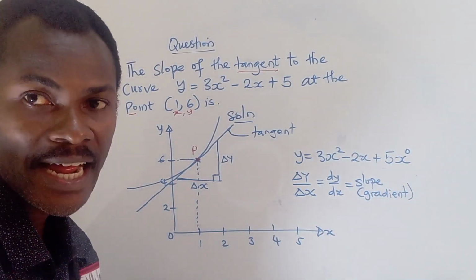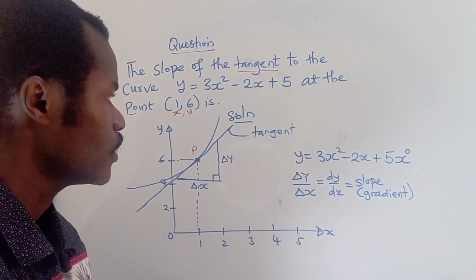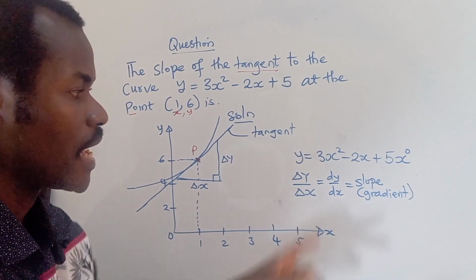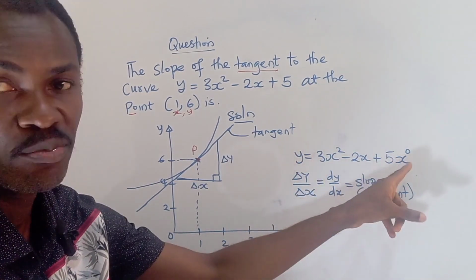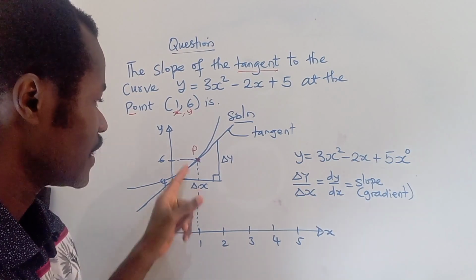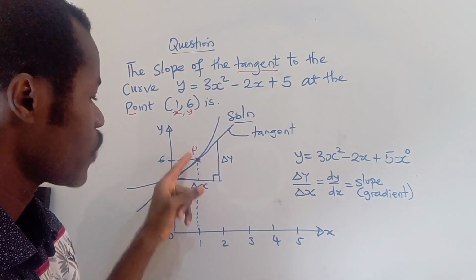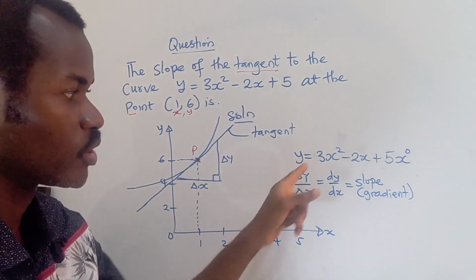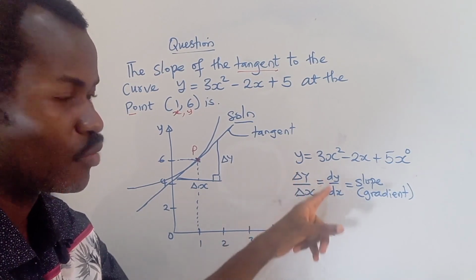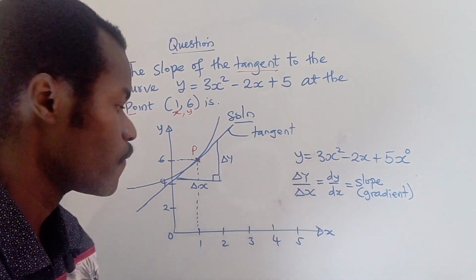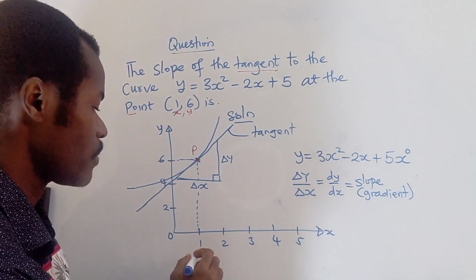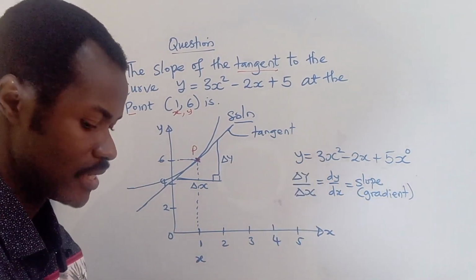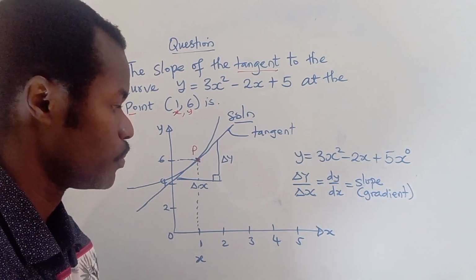Now that we have an idea of what it takes, what this question simply means is we want to solve for dy over dx of this expression, and at this point, when x is 1, we want to substitute it back into the given dy over dx to be able to solve. So let's do that quickly. Remember, x is 1. So let's differentiate this and see what that gives us as our slope.